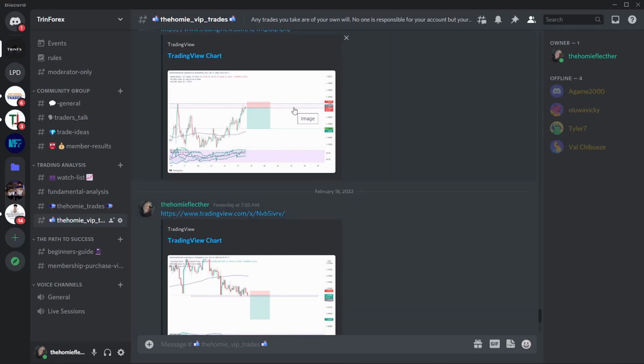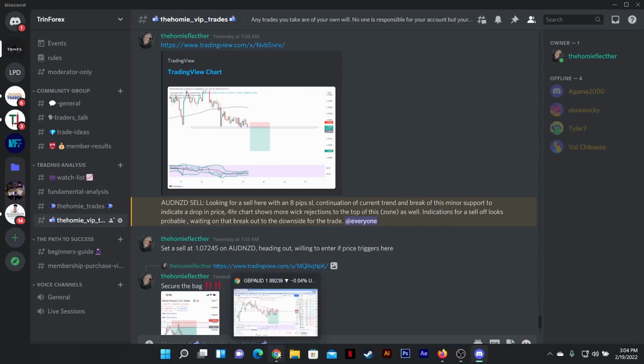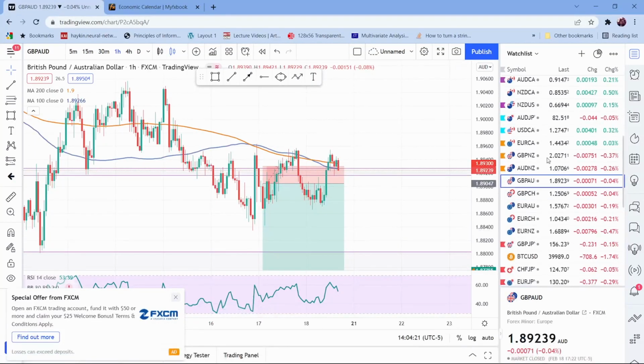So hence we did take a buy for that, and we did take an AUD NZD sell as well, looking for continuation to the downside with an 8 pips risk. Right, looking for the trend to be broken here with minor support to indicate a drop in price. 4-hour chart shows some weak rejections to the top of the zone as well. Indications for a sell off look probable. Waiting for that breakout to the downside for the trade. Right, so at that point we're looking for the breakout on the AUD NZD.